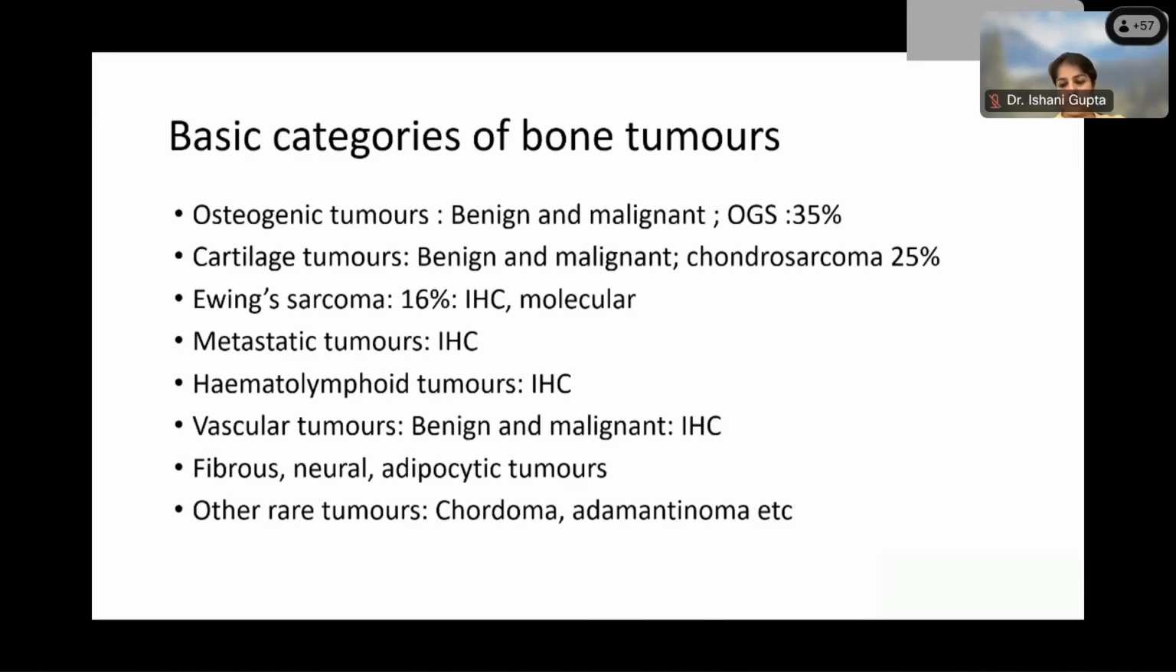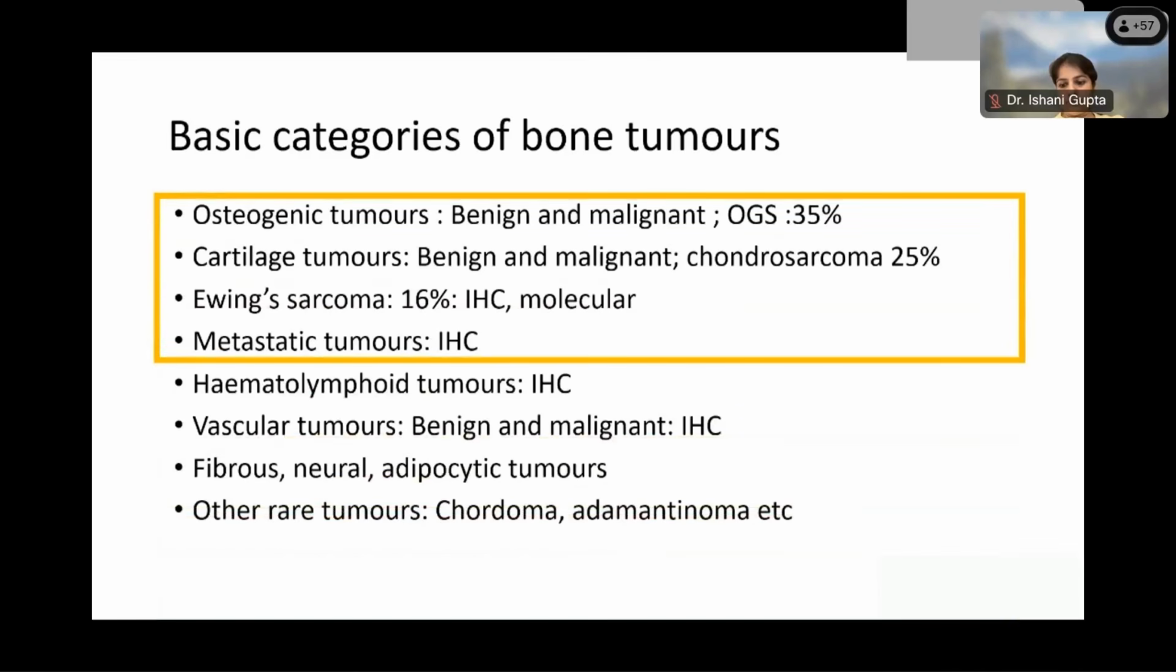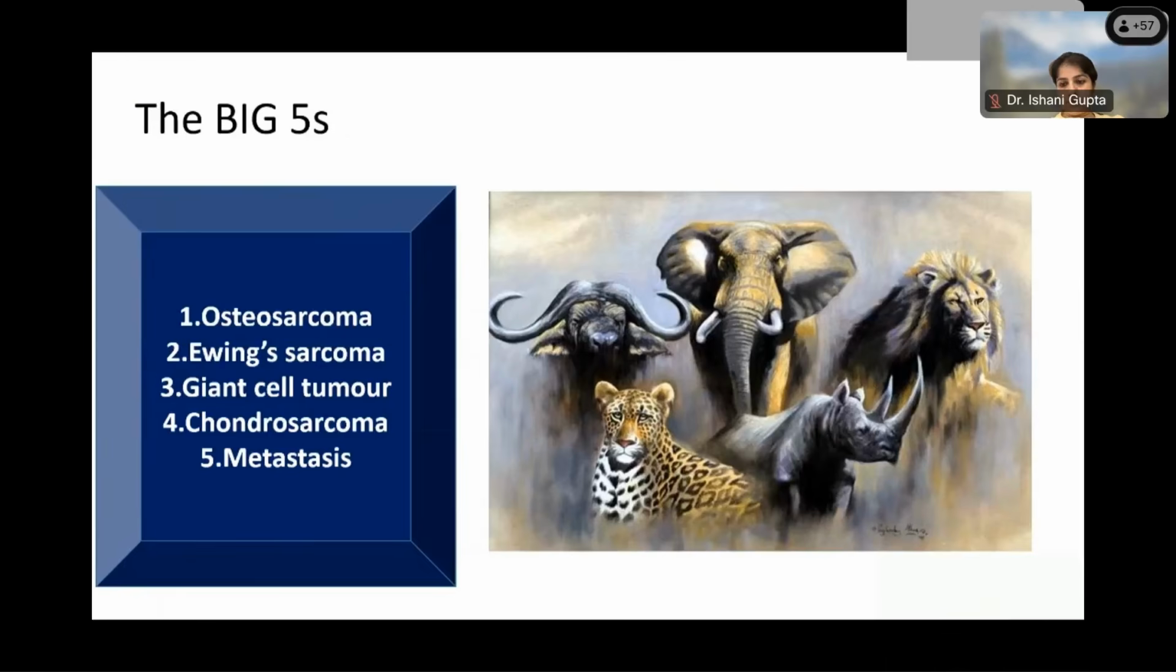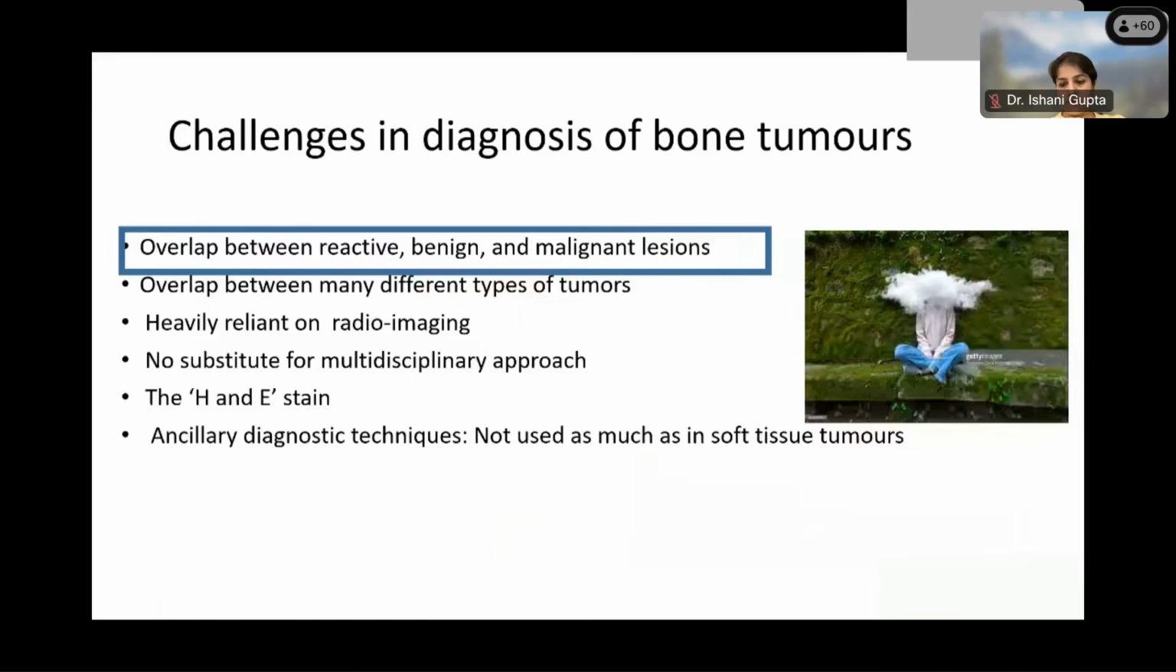So you can find any bone tumor on your microscope on any day. And it's very important, just like any other tumor category, that you should know the entire spectrum that can happen in a particular tumor. Out of these, there are the big fives that I would say: osteosarcoma, Ewing sarcoma, giant cell tumor of bone, chondrosarcoma, and metastatic tumors of the bone. These are the big fives when it comes to bone tumors.